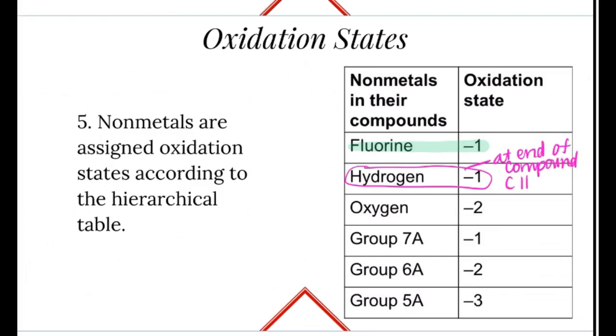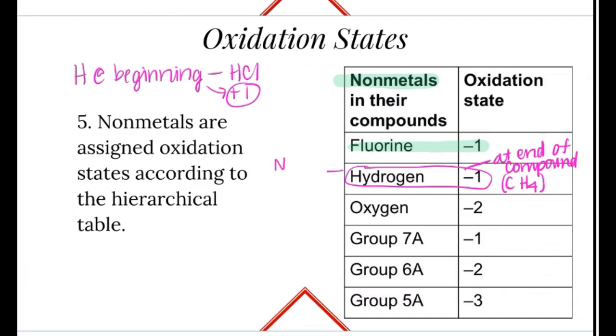For example, CH4. Hydrogen at the beginning is acting as a metal, like in HCl. Hydrogen gets a +1 here. So you really have to understand that in the list here, hydrogen is acting as a nonmetal, so it's going to be hanging out at the end of the compound. So hydrogen in NH3 would be -1. Hydrogen in CH4 would be -1.